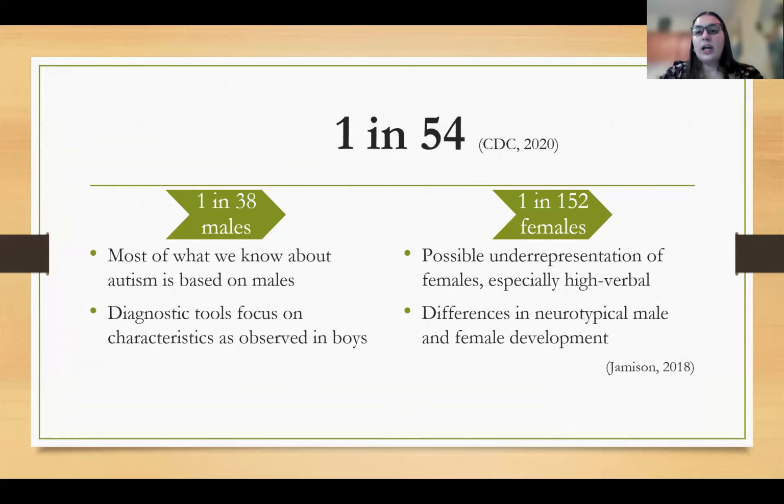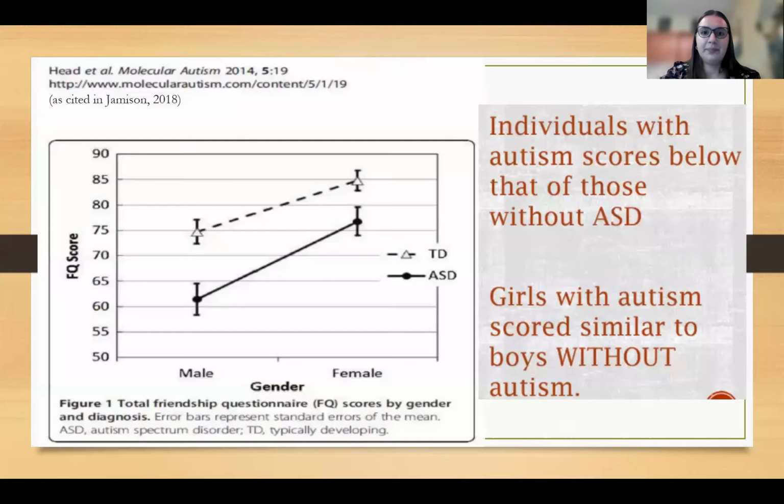So this number, this 1 in 54, is a larger prevalence than it was in previous years, because we're starting to get better at diagnosing autism. We're starting to know what some of the earlier signs are. But as you can see, there are still many more males diagnosed with autism than females.